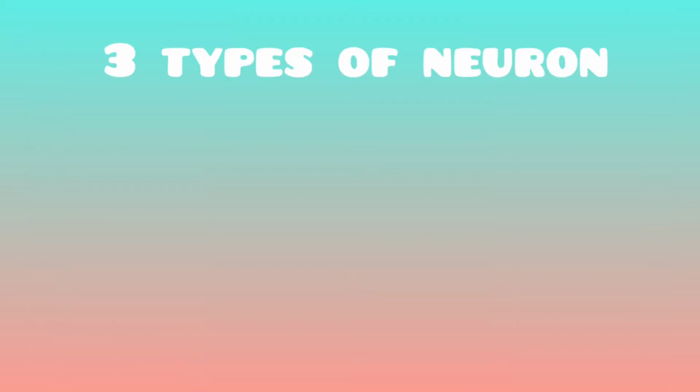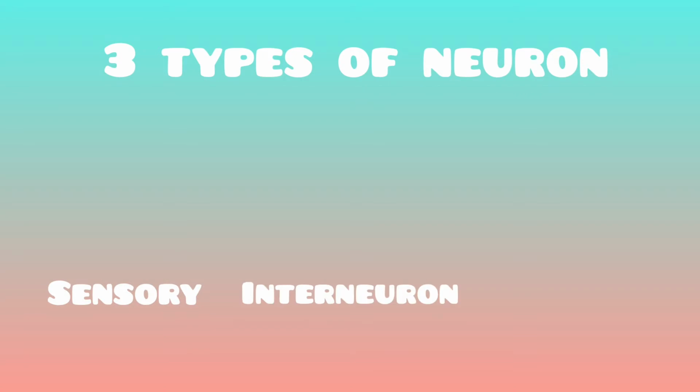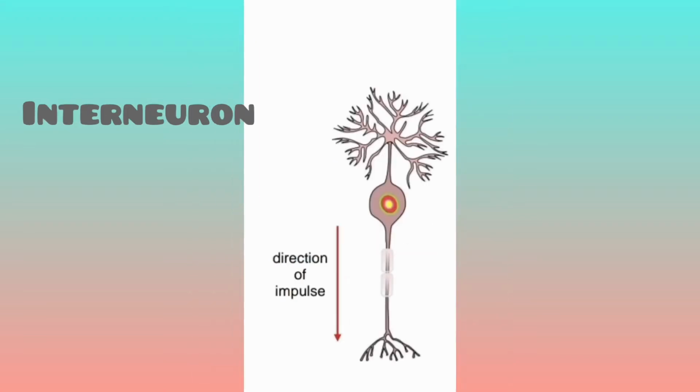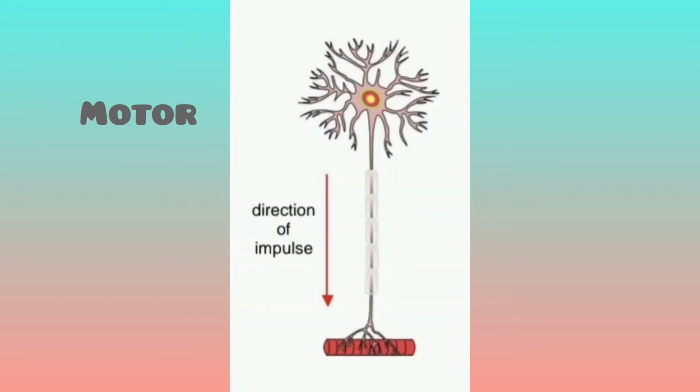There are 3 types of neurons: sensory neurons, interneurons, and motor neurons. Sensory neurons transmit impulses from the receptors to the central nervous system. Interneurons connect the sensory neurons to the motor neurons in the central nervous system. And motor neurons transmit impulses from the central nervous system to the effector, which could be a muscle or a gland in the body.